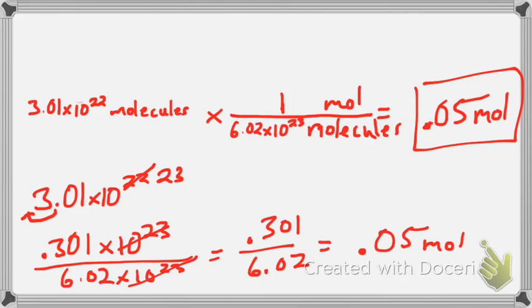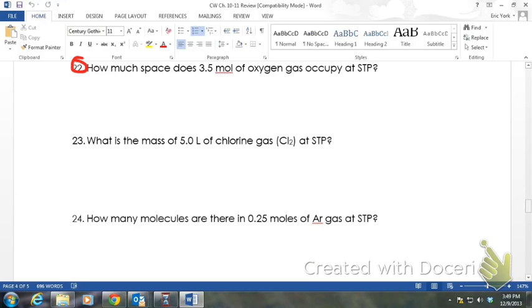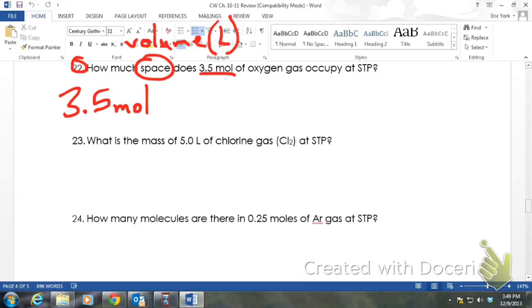for this problem. Number 22, we have 3.5 moles of oxygen, and it's asking for how much space. In other words, space is just simply a measure of volume, and the units we're looking for with volume are liters. So now we write down what we're given, which the problem gives us 3.5 moles of oxygen. Then we set up our conversion factor, and we are converting it to space, or in other words, liters.